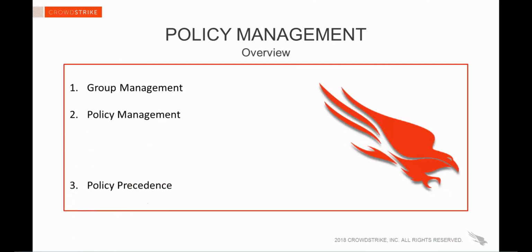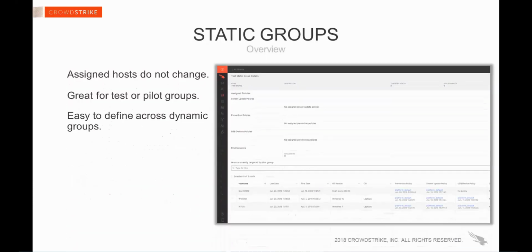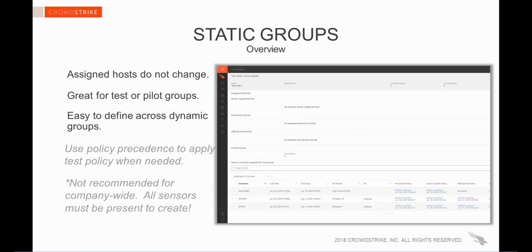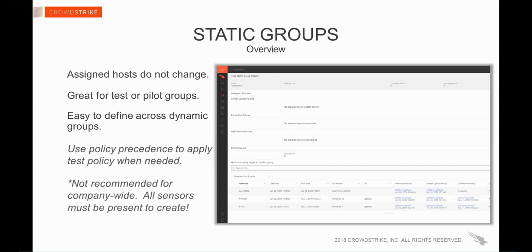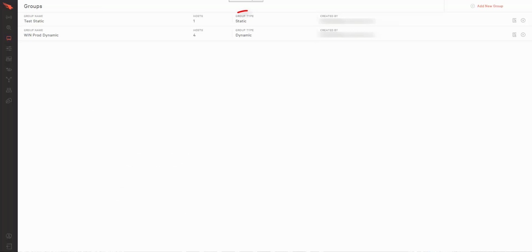Let's continue our deployment topic and talk more about groups, policies, and policy precedents. Static groups are good for initial pilots or testing in advance of production rollouts. You can utilize policy precedents to apply configurations when needed to targeted groups. In the first video, we created a static test group and a dynamic production group.